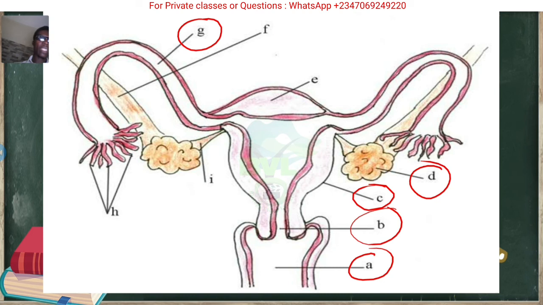Now the answer to A is the vagina. The answer to B is the cervix. The answer to C is the uterus. And the answer to D is the ovary. And the answer to G is fallopian tube or oviduct. Any of those two is correct. Or if you say egg tube, well, that is also acceptable, so to say. All right. So that will be all for now.